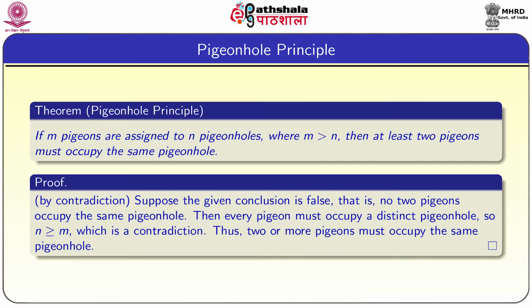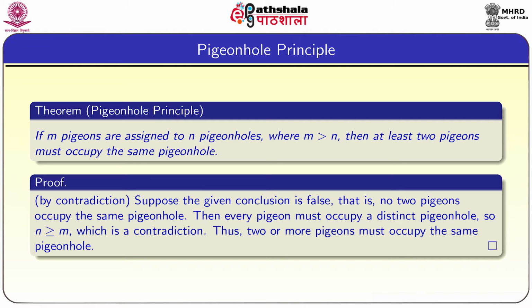For example, let us look at this problem. I have 10 points, and I want to place these 10 points in a unit square. Then we want to show that there exist at least 2 points whose distance between them is less than 0.5. So, how can you show that? I will repeat the question. If there are 10 points placed in a unit square, we have to show that there exist at least 2 points whose distance is less than 0.5.